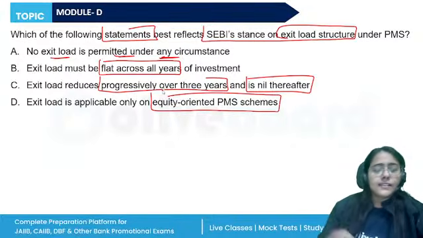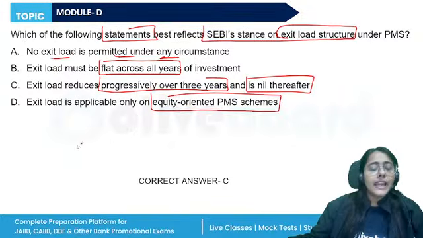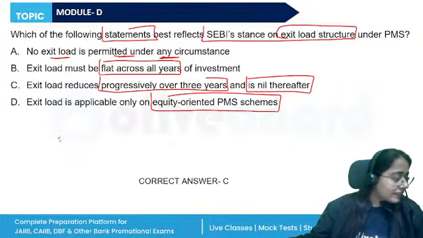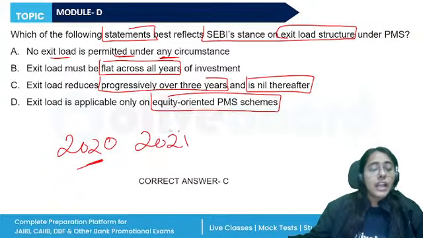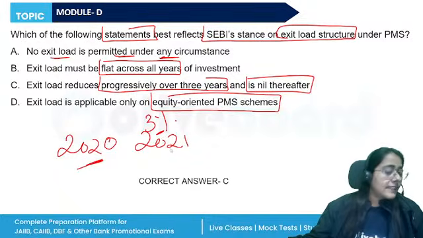Yes, the correct answer is C. Let's say I entered into the portfolio management services with a manager in 2020. I want to stop availing the services in 2021. So I will have to pay 3% penalty as the exit load.